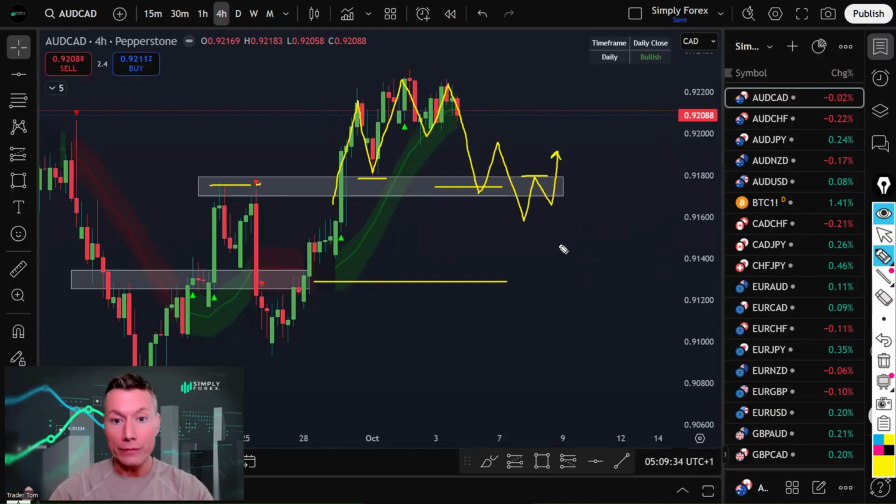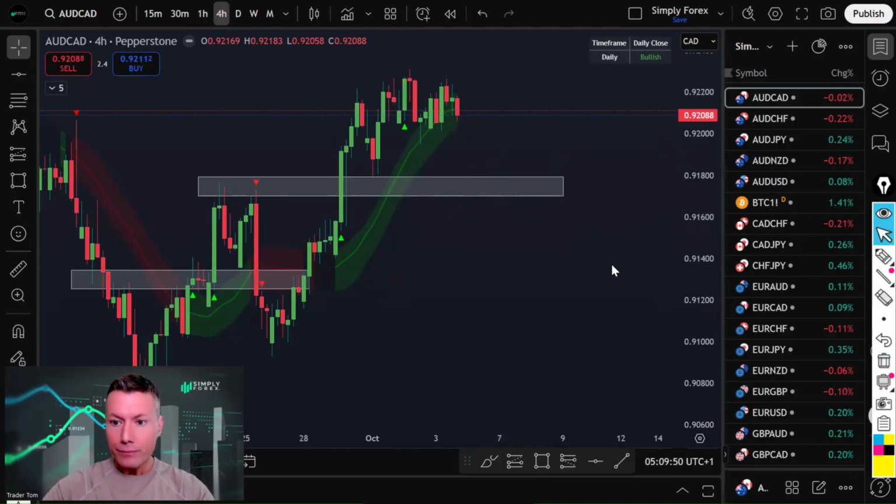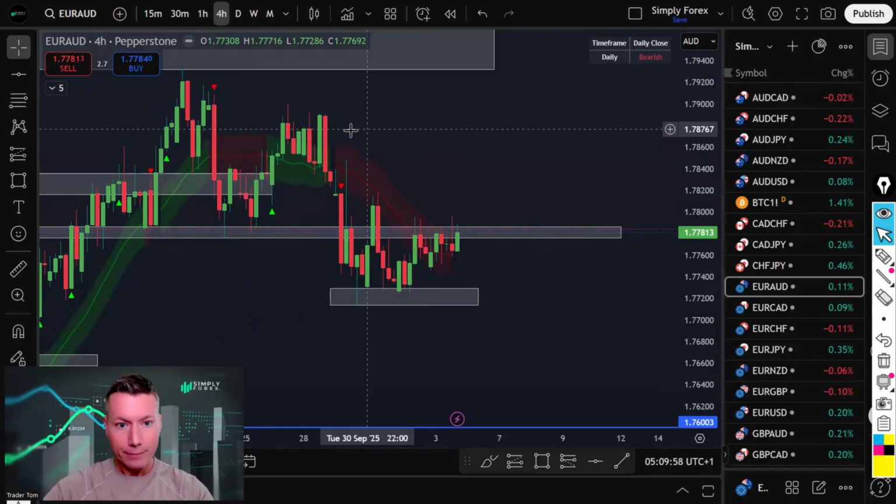I want to be with daily trend, which we know we are, but I also want to be with H4 trend as well, because that just creates high probability trades, right? So that's what we're looking for to start buying Aussie dollar, Canadian dollar. And like I say, guys, this Aussie dollar strength we can see in a few trades. The next one is Euro Aussie dollar.